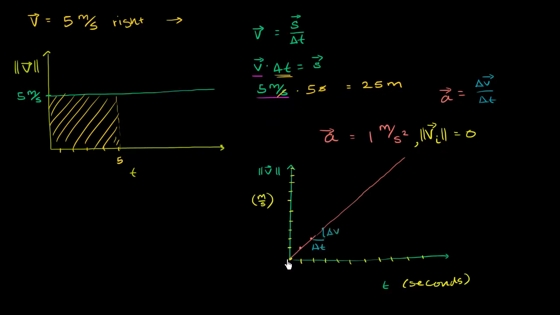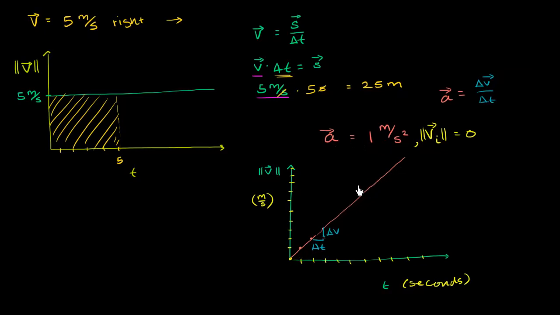When we plot velocity, or the magnitude of velocity, relative to time, the slope of that line is the acceleration. And since we're assuming the acceleration is constant, we have a constant slope. So we have just a line here. We don't have a curve.